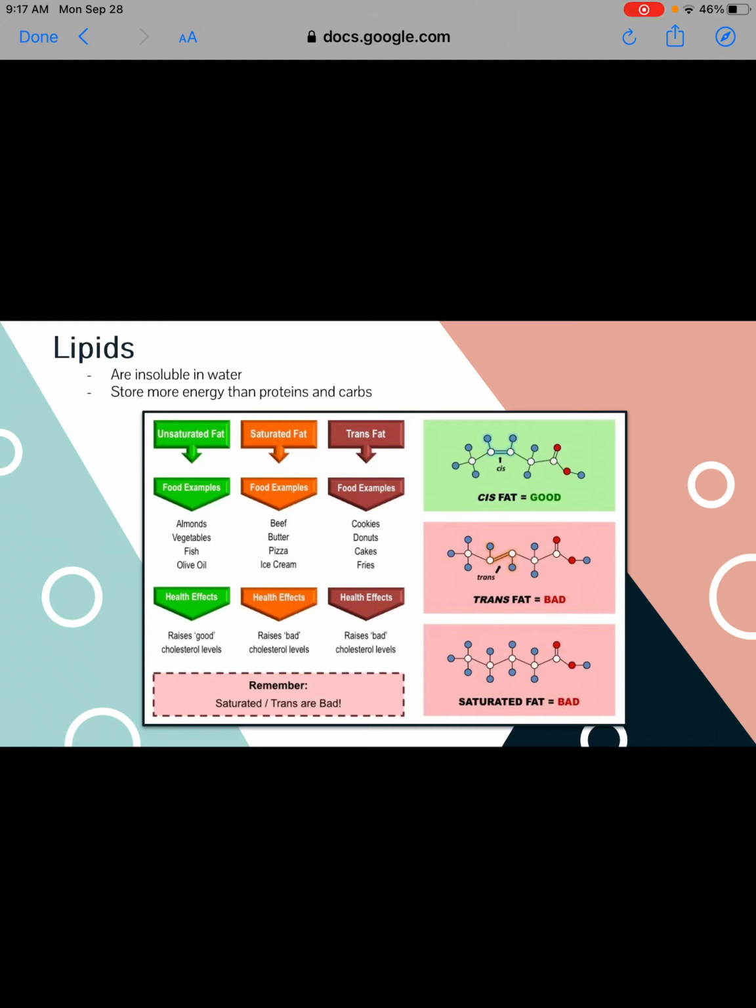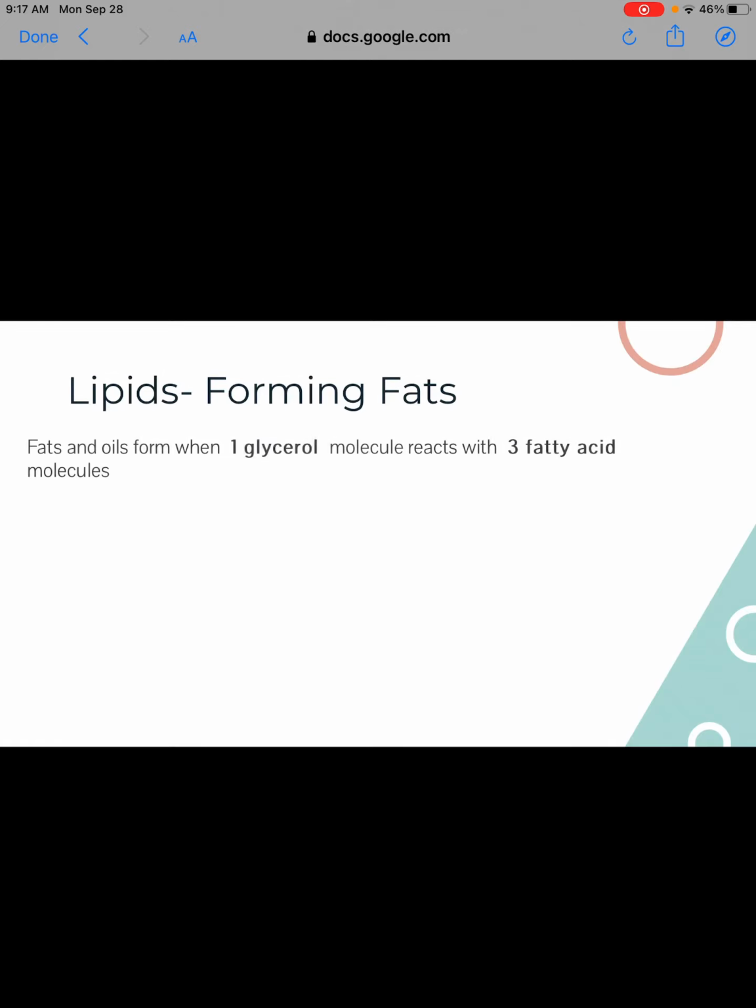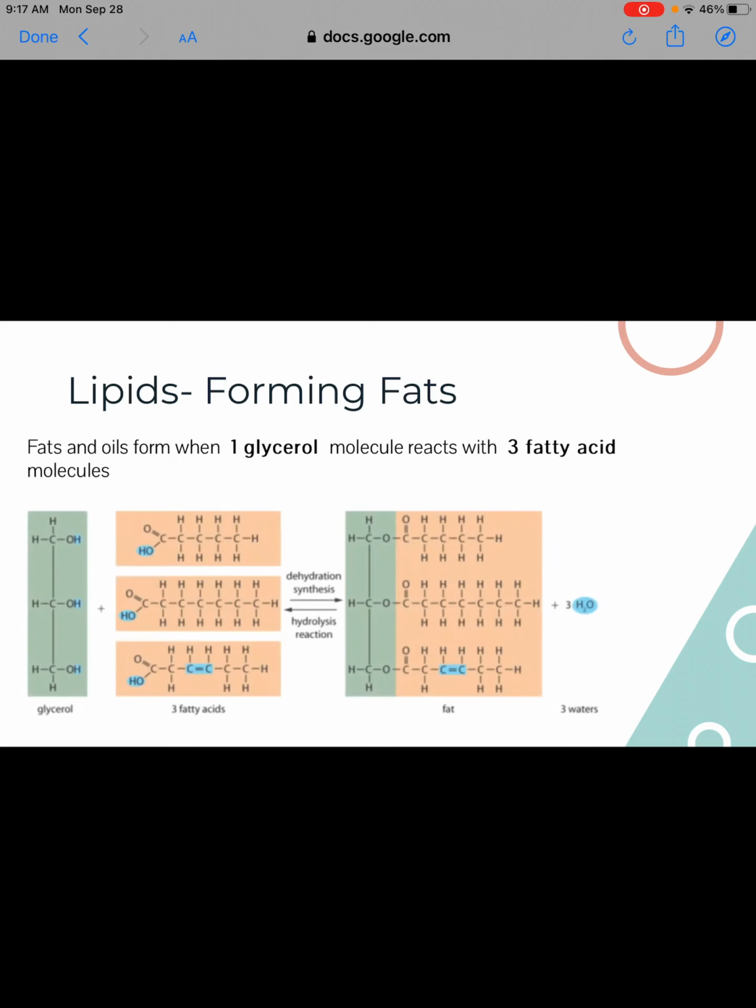Saturated and trans fats, not as much so. Saturated fats, though, in moderation are good for you. Like if you think of beef or butter, you can eat those as long as you don't eat a ton of them. Trans fats are more the ones that we think about when we think about fats like cookies, donuts, cakes, fries, those kinds of things. So when it comes to fats, you need to know how they're formed. In their basic form, they're called 1 glycerol and 3 fatty acids. So you can see the green strip on the left-hand side there, that's a glycerol, and the 3 orange strips are all fatty acids.